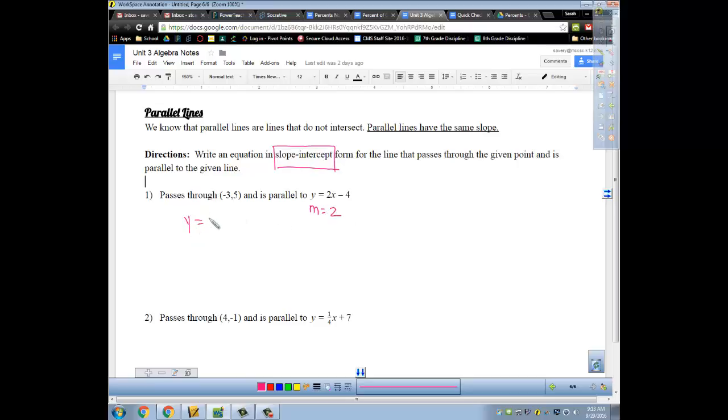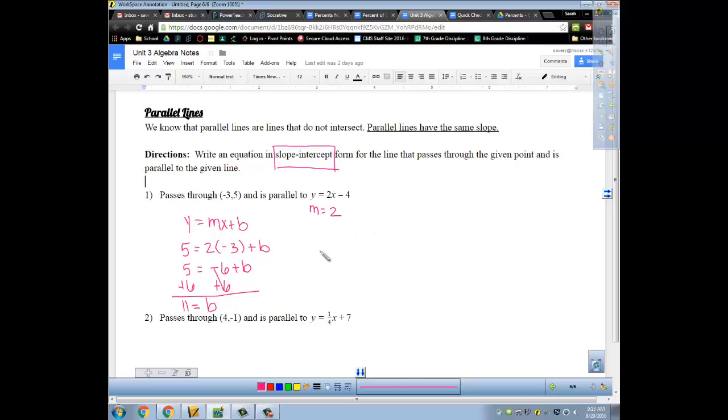So since they want it in slope-intercept form, I'm going to go ahead and start in slope-intercept form. I know that my y value is 5, my m was 2, my x was -3, and I don't know b. So 2 times -3 is -6. And then to figure out what b is, add 6 to both sides. So we get b is equal to 11.